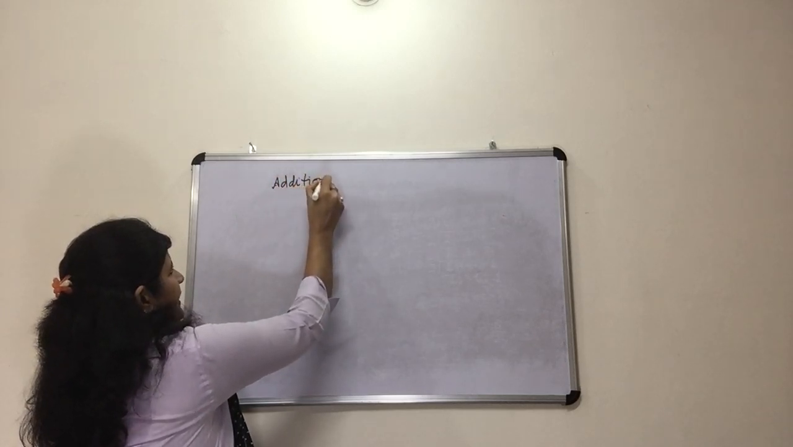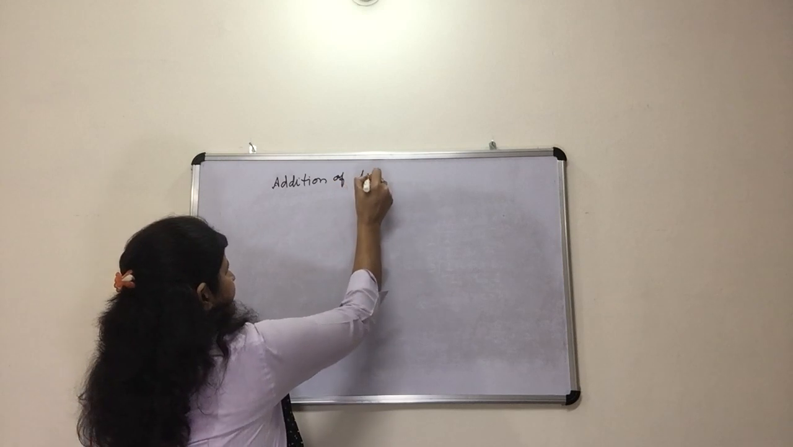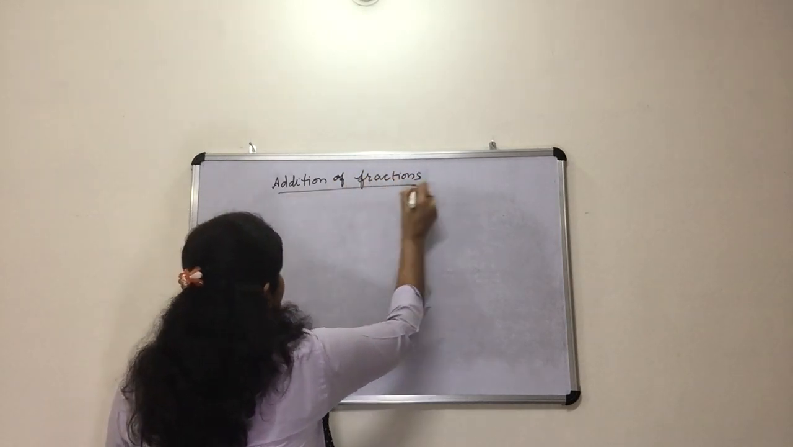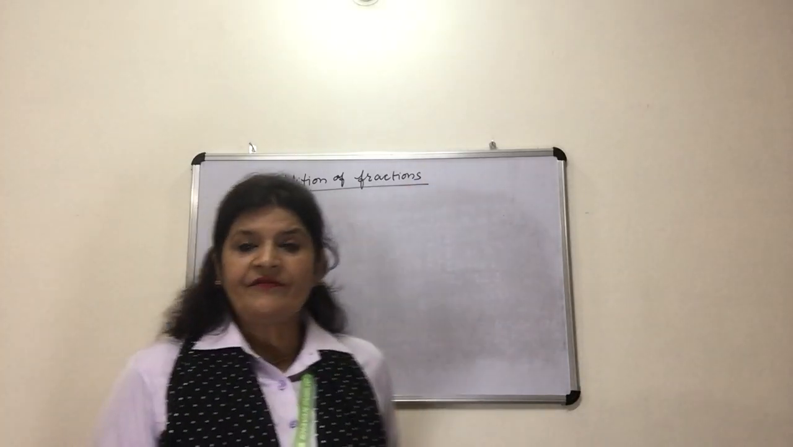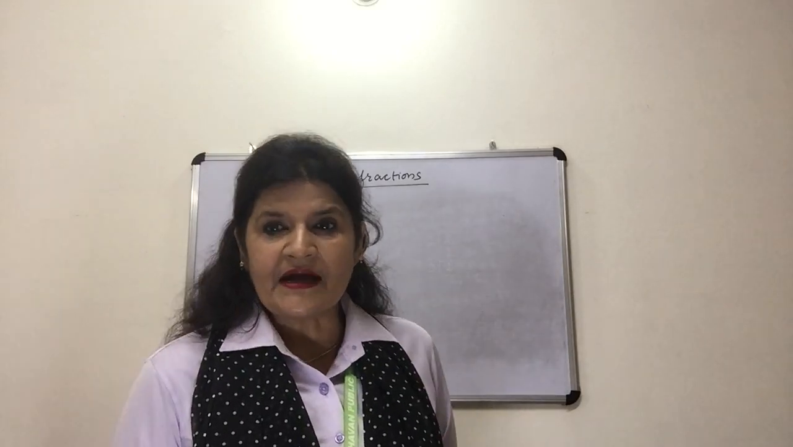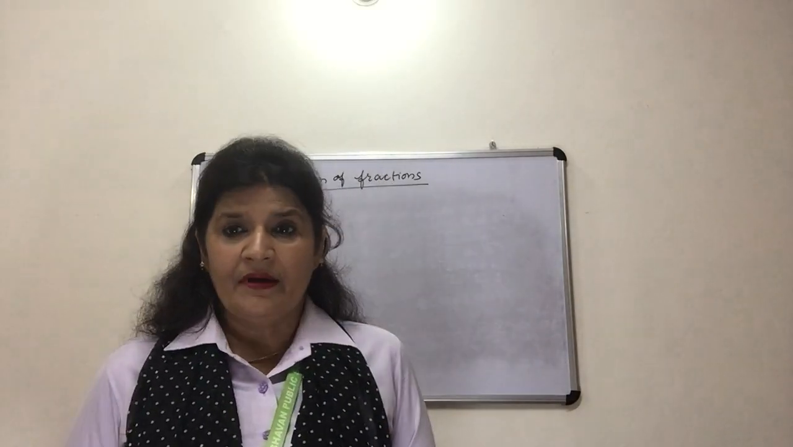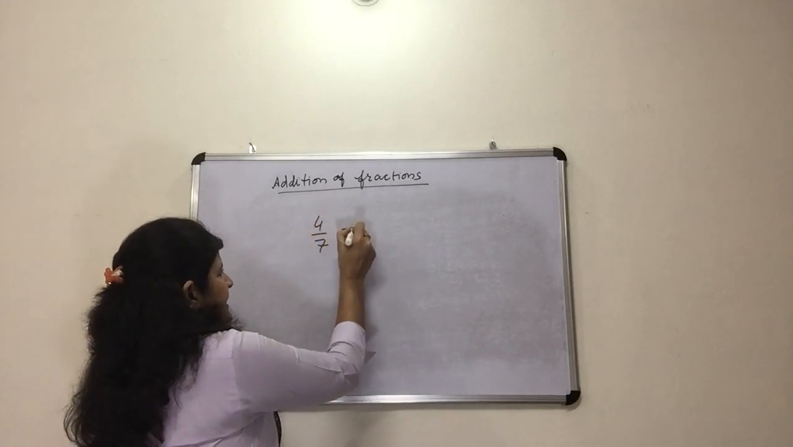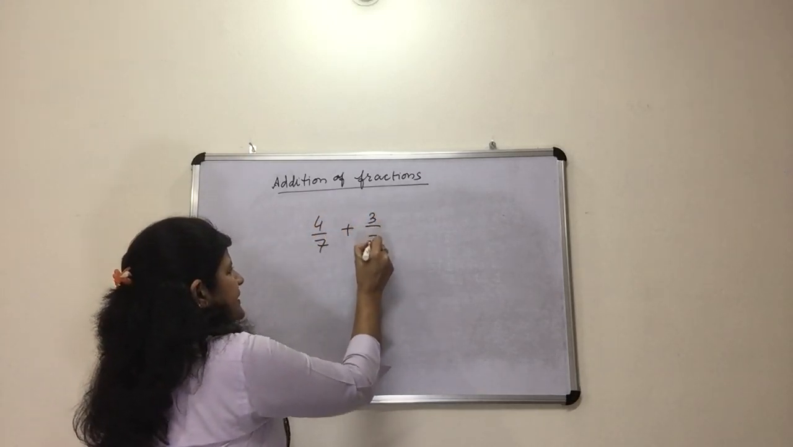Addition of fractions. For addition of fractions, I am just writing two fractions and how we will get the sum. The numbers which we are adding are called addends, and whatever we get after adding, the result, is called the sum. So if I am going to add 4 upon 7 plus 3 upon 7.